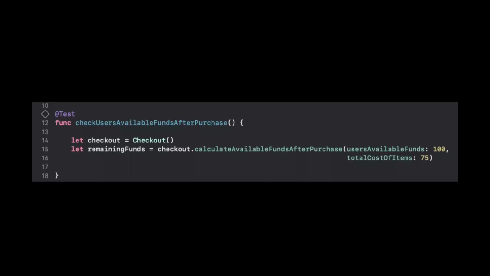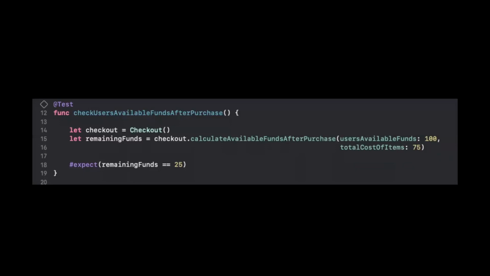But how do we check that? This is where expect comes into play. Expect is a macro which we can pass an expression to. If that expression is true, the test passes. If not, the test will fail. So in this case, we can say we expect remaining funds to equal 25. We can pass a range of expressions into expect. Effectively, any sort of check you would use as part of an if statement, for example, would work here.